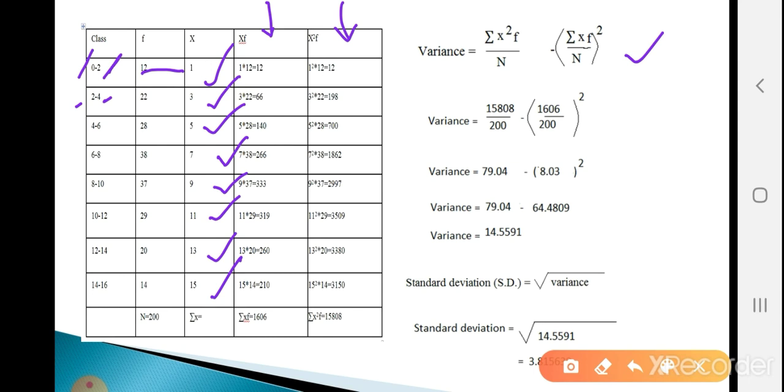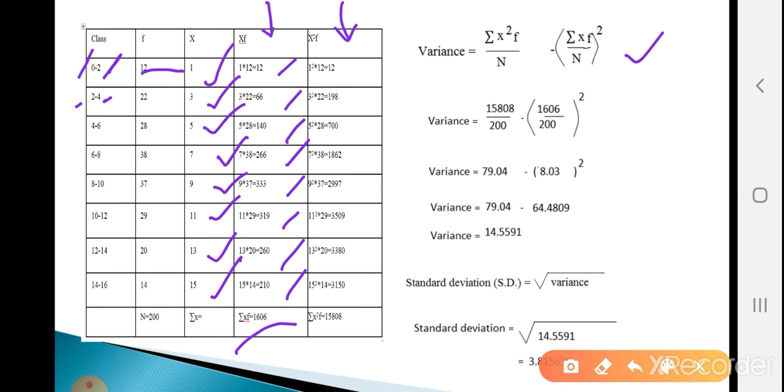So 1 into 12 is 12. Then 3 into 22 is 66. Then 5 into 28 is 140. Then 7 into 38 is 266. 9 into 37 is 333. 11 into 29 is 319. Then 13 into 20 is 260. Then 15 into 14 is 210. And the last column total, summation xf, is equal to 1606.